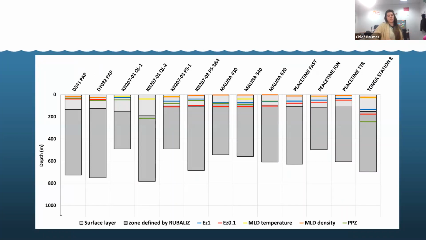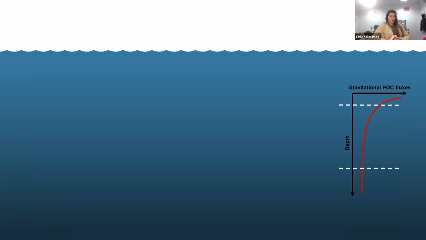This graph is just to show you where the boundaries from Rubalis, in gray, are located regarding the other methods, with the same graph as previously. And as you can see, it is not fixed. For those 13 examples, the zone is not below 800 meters depth. So that's good. We have a way to get boundaries, including 5 variables routinely measured.